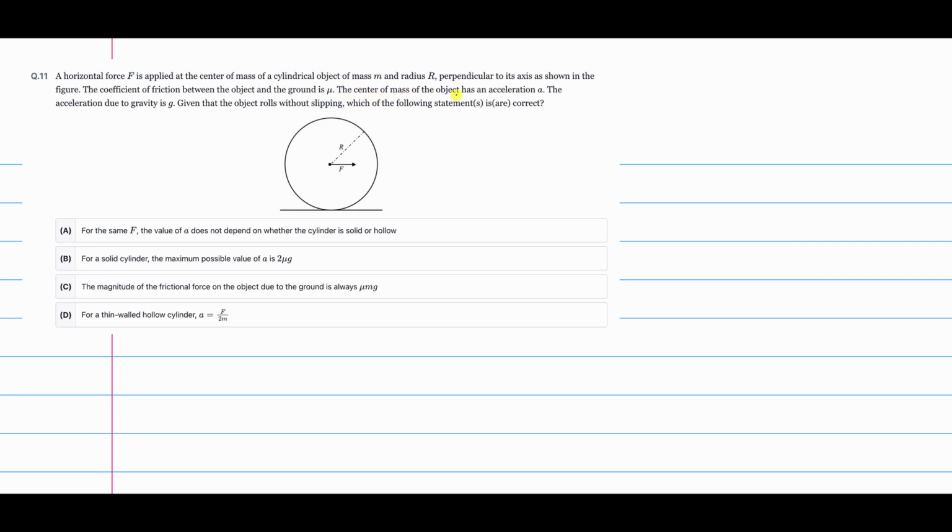The center of mass of the object has an acceleration a. The acceleration due to gravity is g. Given that the object rolls without slipping, which of the following statements are or is correct?